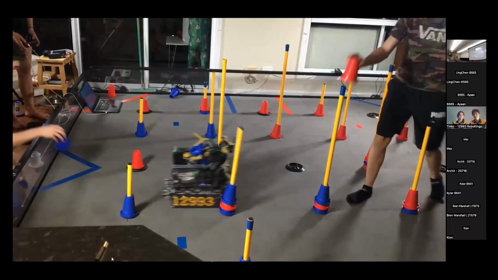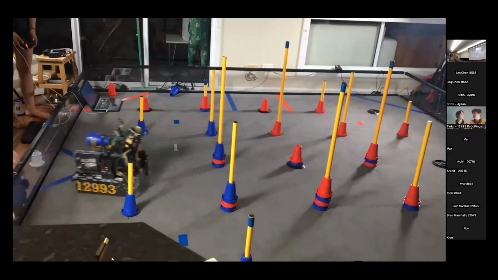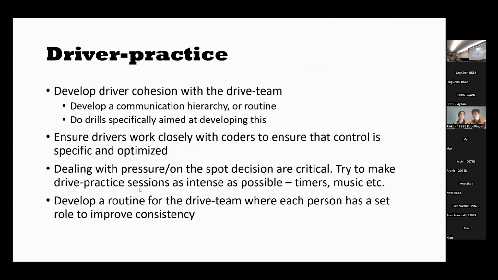And lastly, developing a routine for the drive team. So if you have 4 people on your drive team, 3 people, developing a routine of who takes the robot out, who touches the drive station, who changes the battery, I think it's pretty critical for how you do in qualification matches. Because as you know, FTC is all about consistency, and if you can develop that routine, it will add a tremendous amount of consistency across your competition.